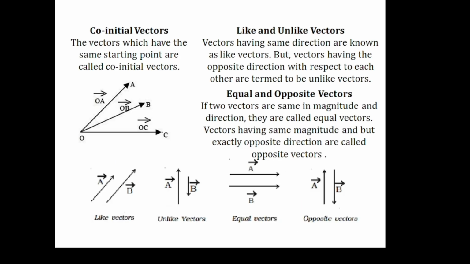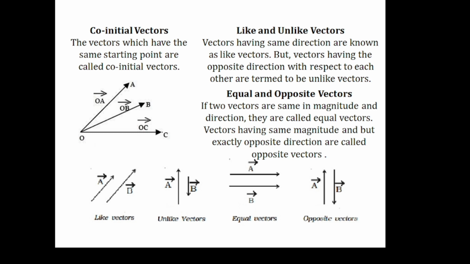Now co-initial vectors means all the vectors are starting from the same point. That means OA, OB, OC, all these three vectors A, B, C are starting from this point O. Now the like and unlike vectors. Like vectors means two or three vectors having the same direction are called like vectors, and those which are in opposite direction are unlike vectors.